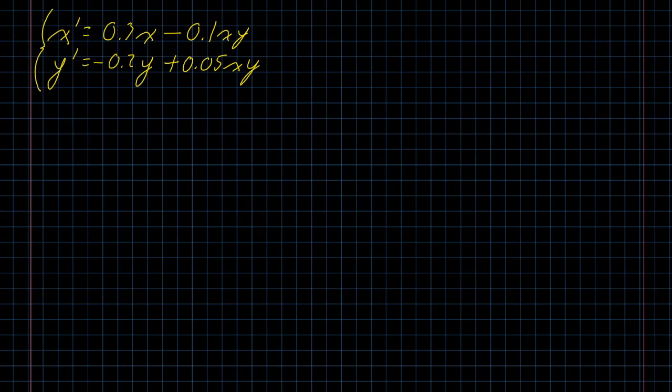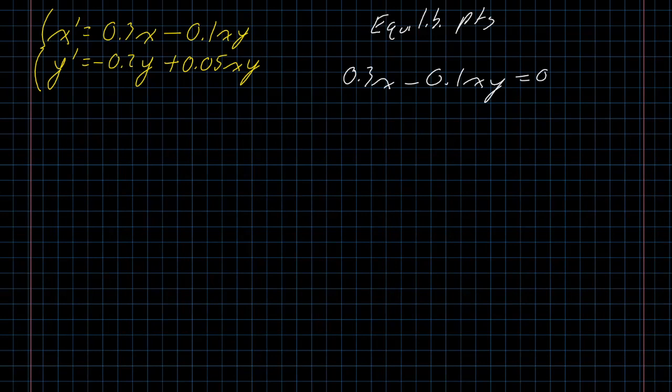One of the things that is interesting whenever we are looking at a dynamical system is looking for equilibrium points. This is going to be a nonlinear system: 0.3x minus 0.1xy is equal to 0, negative 0.2y plus 0.05xy is equal to 0. And there are a couple of ways that you can approach this. I'm not sure I could say any one is the best bet.